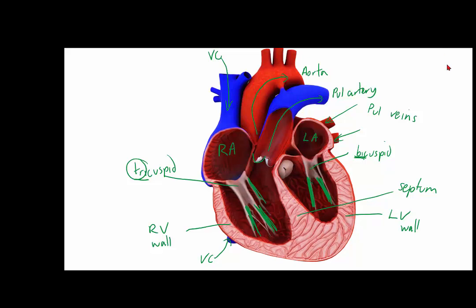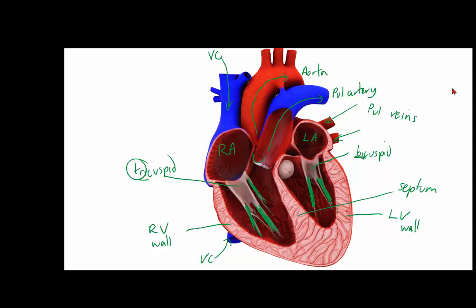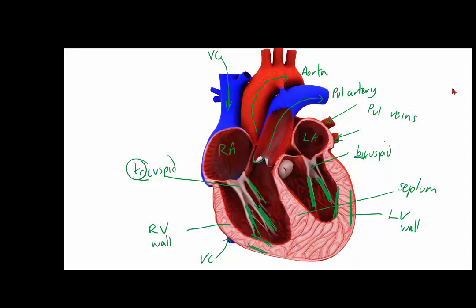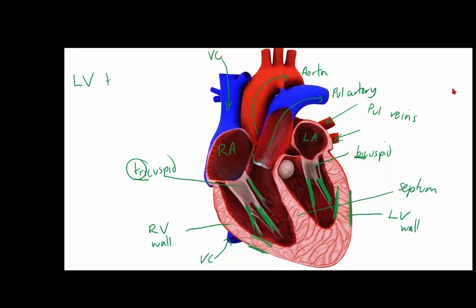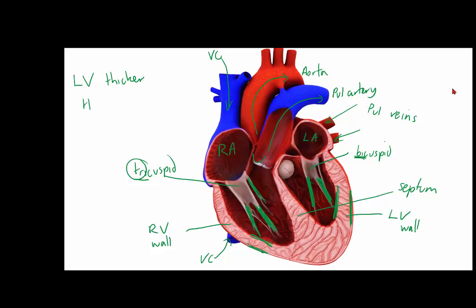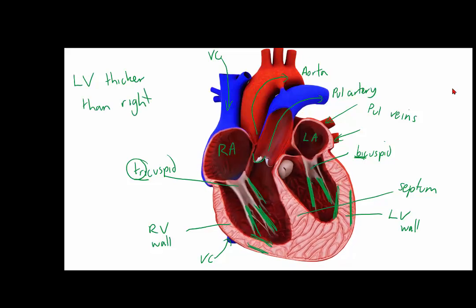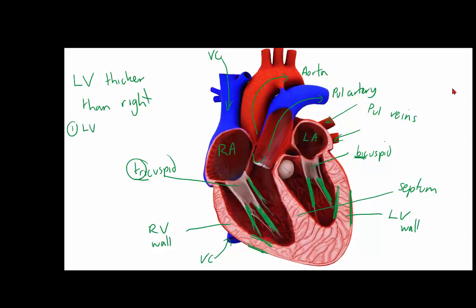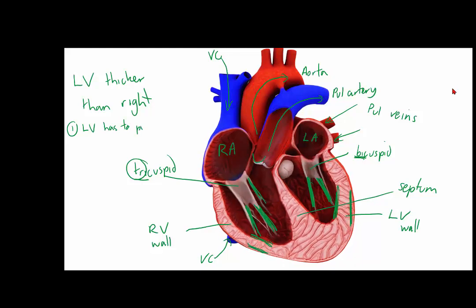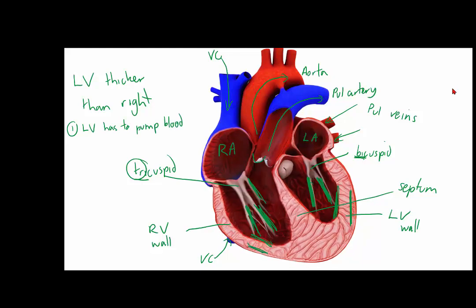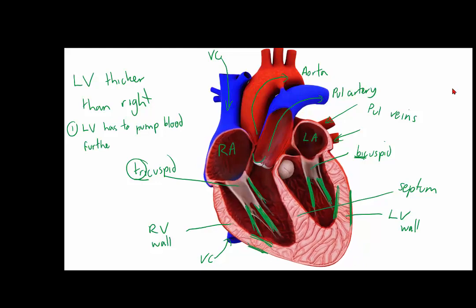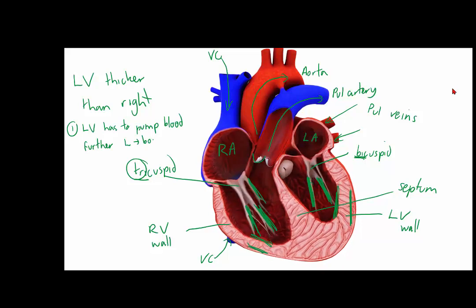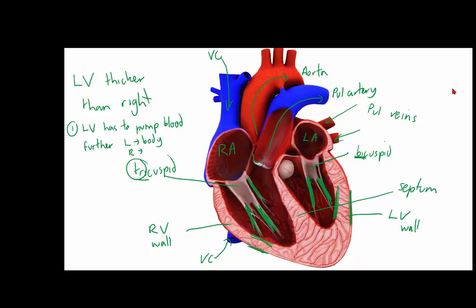Now, another thing to note here is that if you compare the thickness of the left ventricle wall with the thickness of the right ventricle wall, you'll notice that the left ventricle is thicker than the right. There's two main reasons for that. Firstly, the left ventricle has to pump blood further than the right, and that's because the left ventricle will pump it to the rest of the body, whereas the right ventricle will only pump it to the lungs.